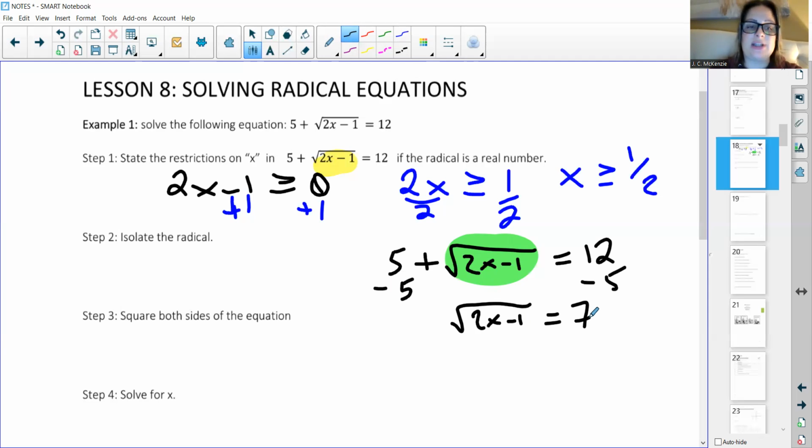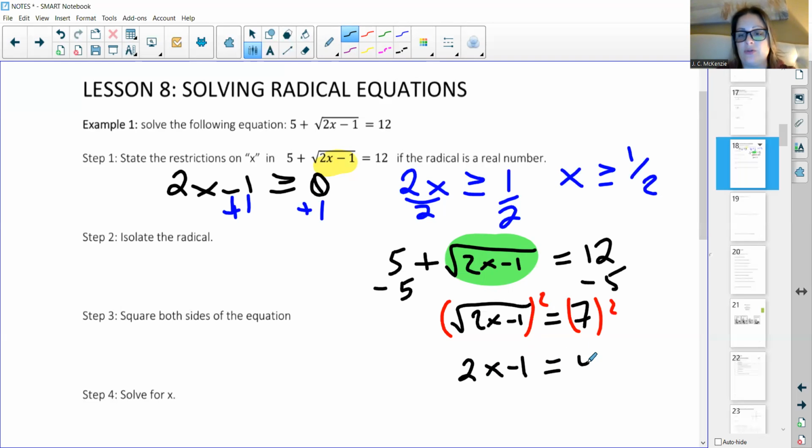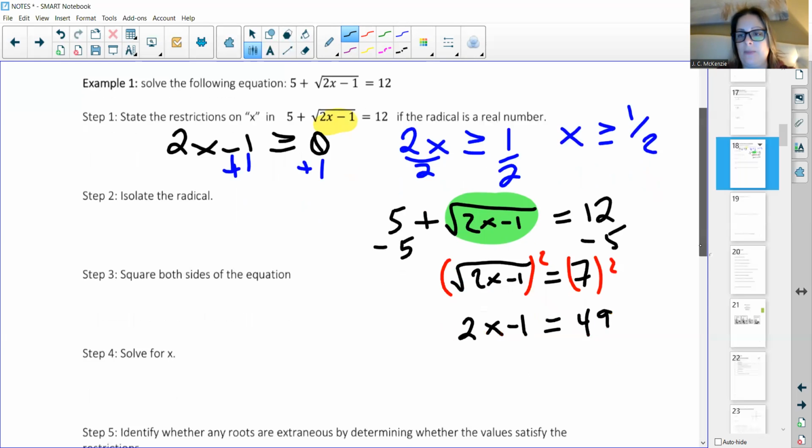The next thing we're going to do, step 3, is we're going to square both sides. We're going to square the entire side, okay? So we're going to square both sides. The opposite of square rooting something is to square it. So the square root of 2x minus 1 squared is just everything that's inside that radical, which is 2x minus 1. 7 squared is 49.